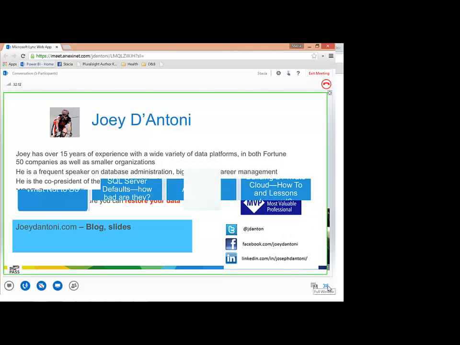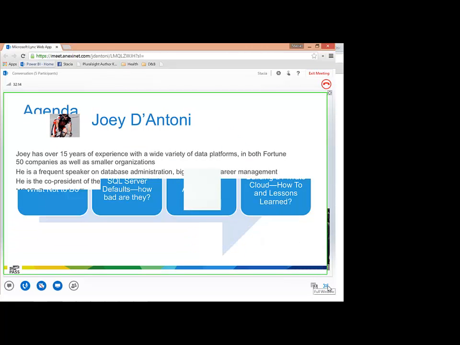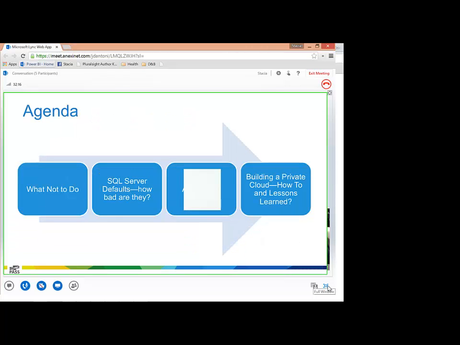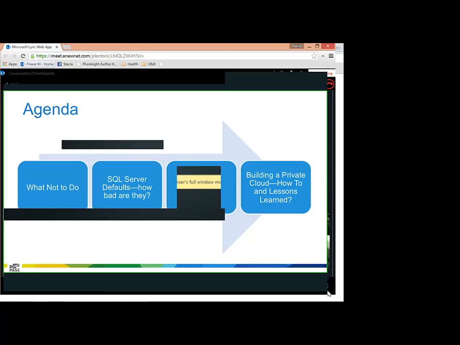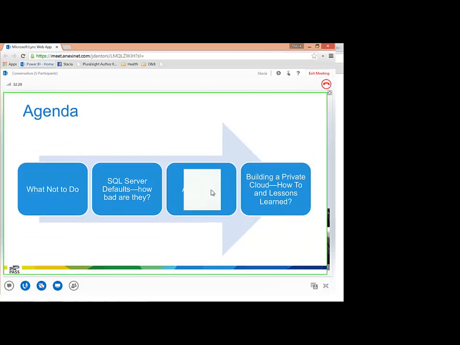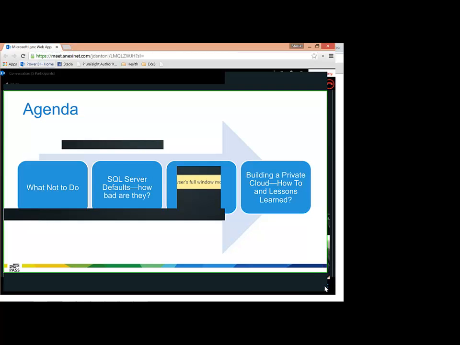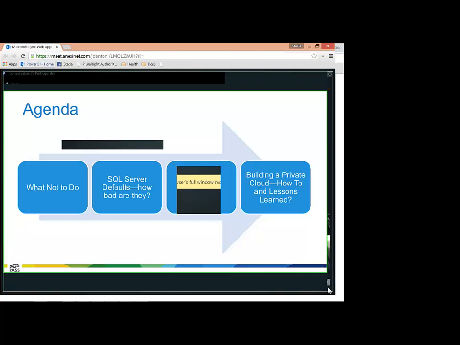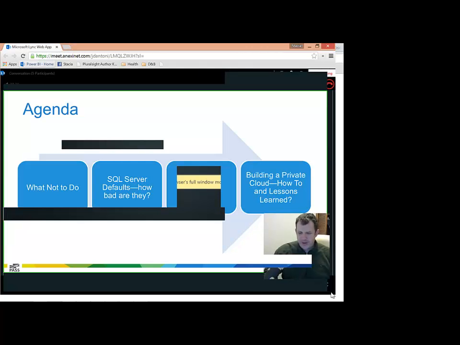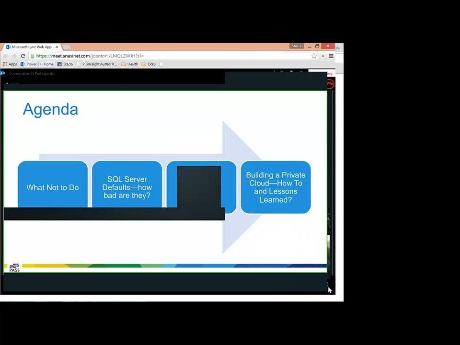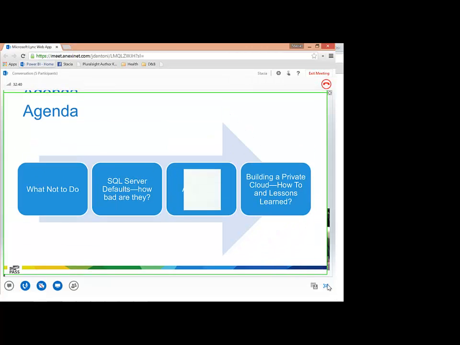So we're going to talk about what not to do with SQL Server installation. This session is focused around what the defaults are in SQL Server and how bad they are. Some of them are really, really bad, and some of them are only slightly bad. Then we're going to talk about how to automate that. I really hate clicking next and watching, and there are a lot of manual things you have to do to fix some of the defaults in SQL Server, so we're going to focus on how to automate that.